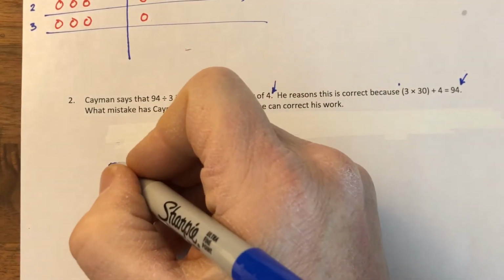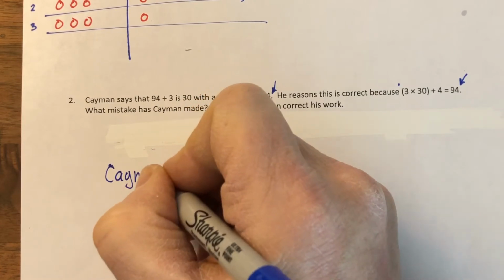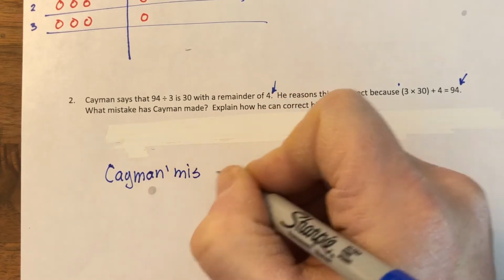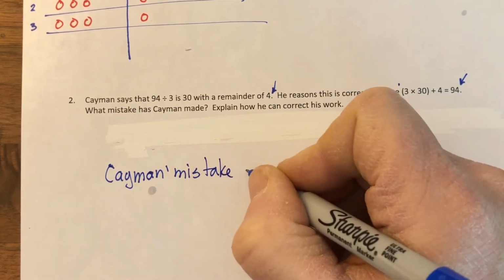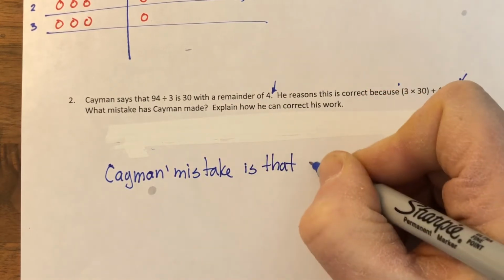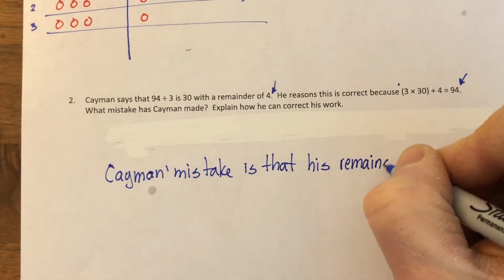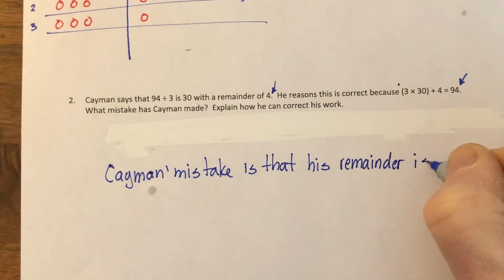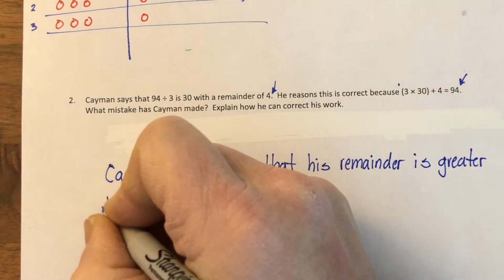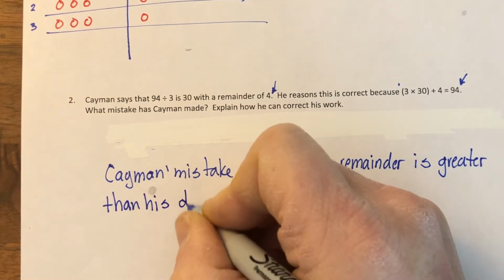So what we have to put here is Cayman's mistake is that his remainder is greater than his divisor.